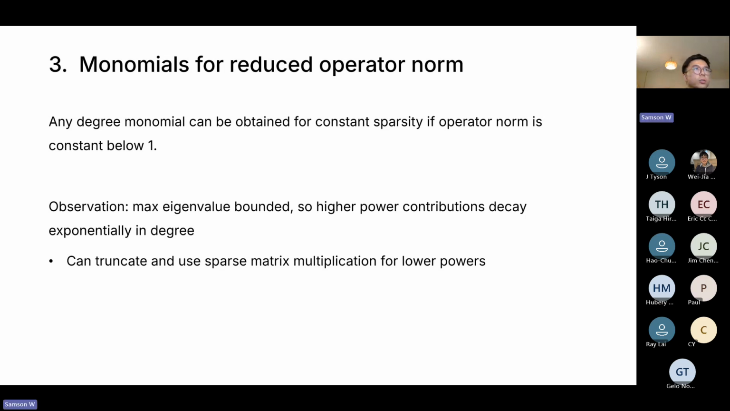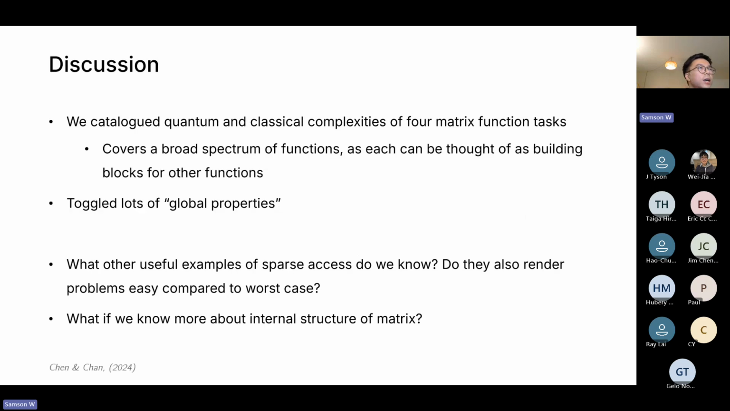So those are some of the tools we use. And to that end, I might conclude because I see that we've reached 40 minutes. In this talk, we've cataloged quantum and classical complexities for different matrix function tasks, and took out the main takeaways from our broad catalog. We've covered a spectrum of functions where each one can be thought of as building blocks in their own way of other functions.